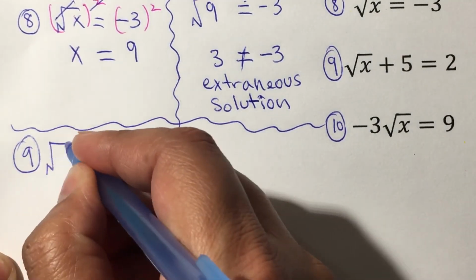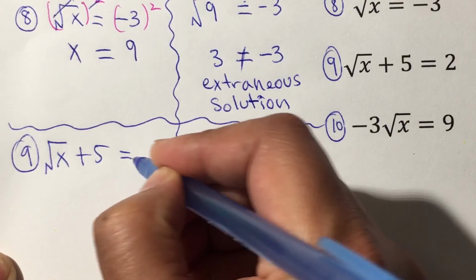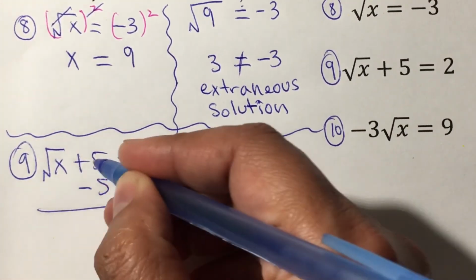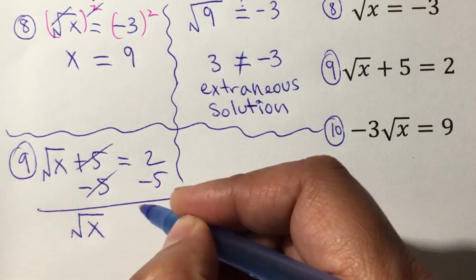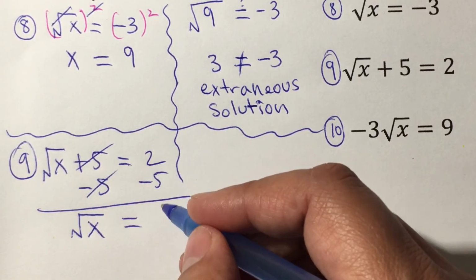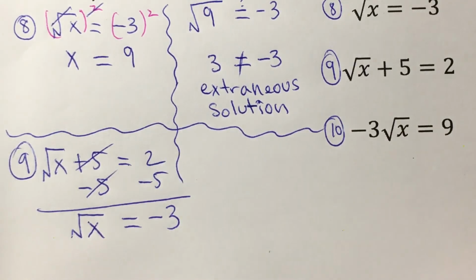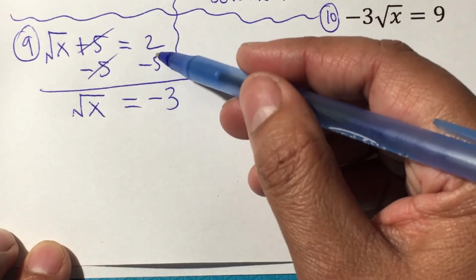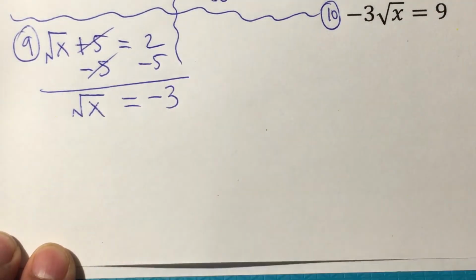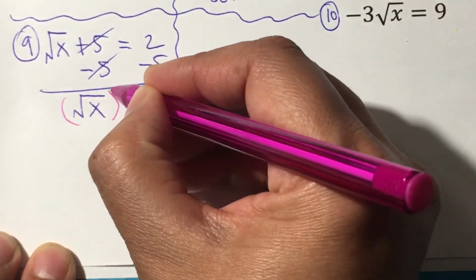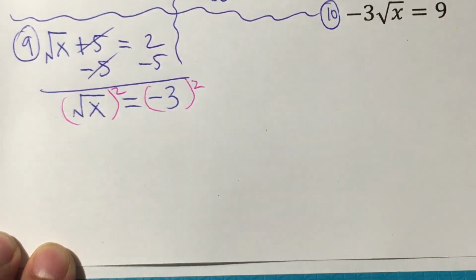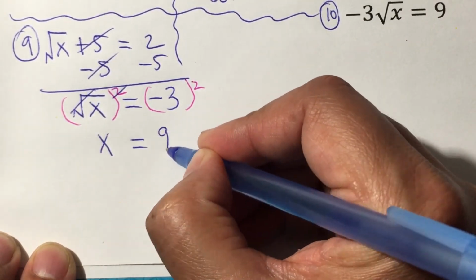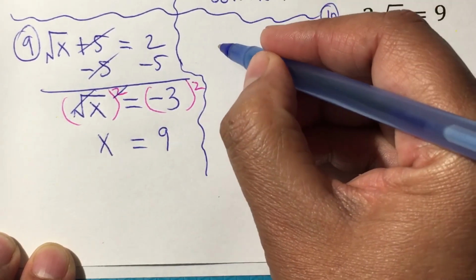It's square root of x plus 5 equals 2. I subtract 5 from both sides, and I get the square root of x equals negative 3, because when we have different signs, we subtract and leave the greater sign. 5 minus 2 is 3, and the greater sign is negative. Finally, I square both sides to get rid of the square root, or cancel it, and we get x is equal to 9.